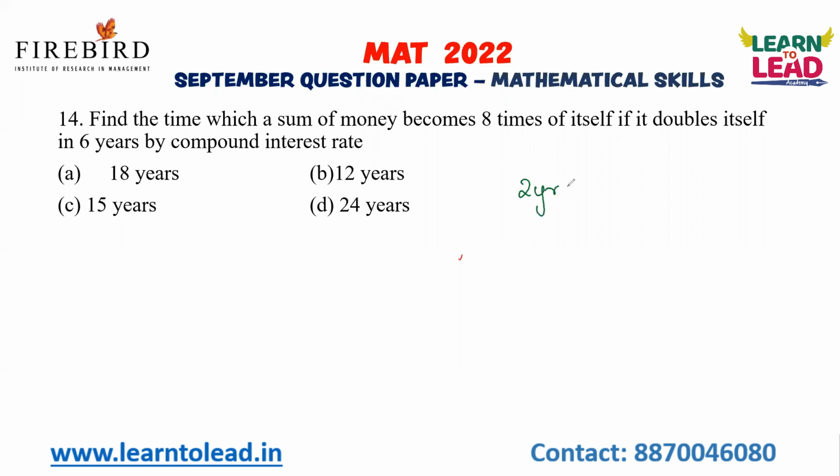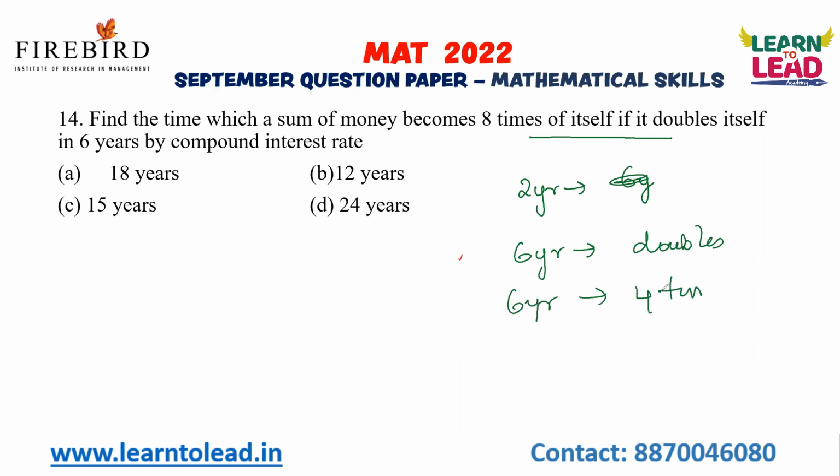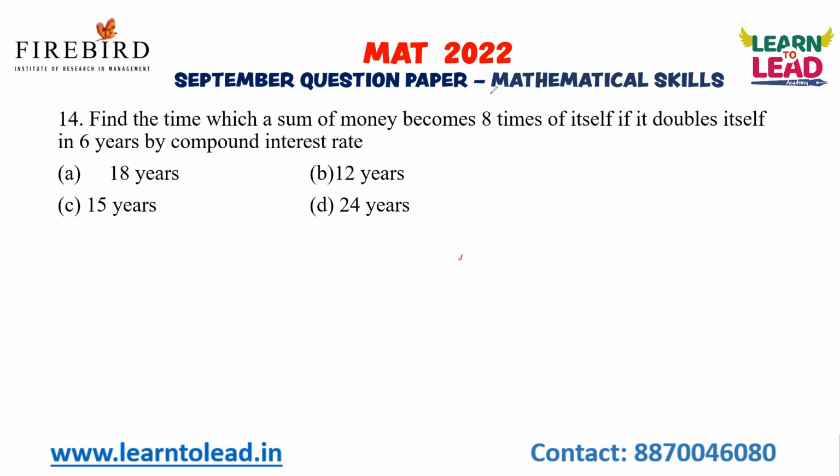Find the time in which a sum of money becomes 8 times itself if it doubles itself in every 6 years. See, in the first 6 years it doubles, and in another 6 years it becomes 4 times the investment. And again in another 6 years, it becomes 8 times. So the total number of years is 18 years. This is a concept based on compound interest. So your answer should be 18 years.